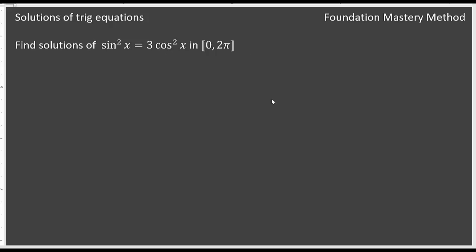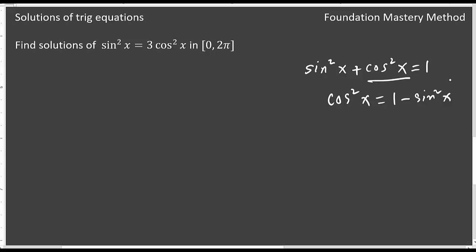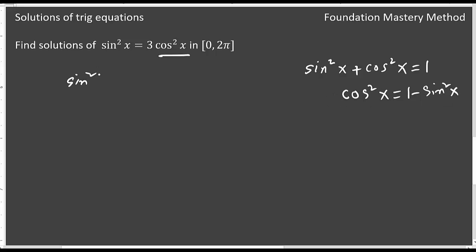So if you remember the identity, sin squared x plus cosine squared x equals 1, then you can replace your cosine squared x with 1 minus sine squared x. So we just want to find what is my cosine squared x in terms of sine squared x. If you subtract sine squared x from both sides, you get 1 minus sine squared x, and we'll plug it back here. We get sine squared x equals 3 times 1 minus sine squared x. Now distribute the 3 here and here.